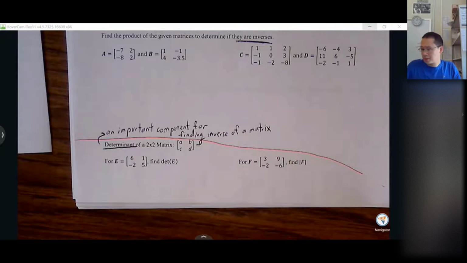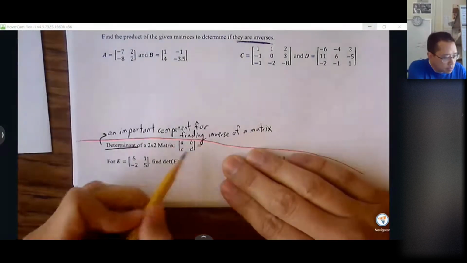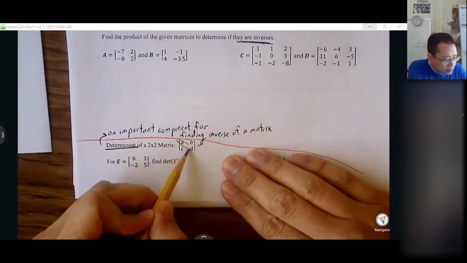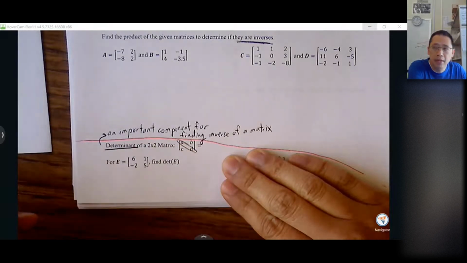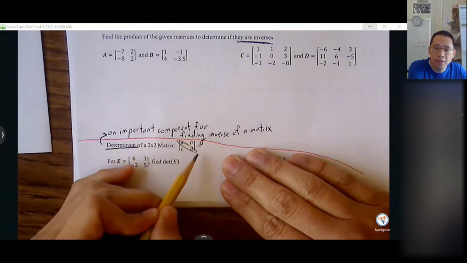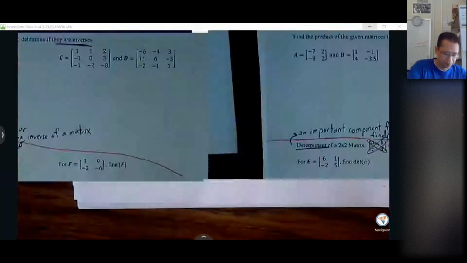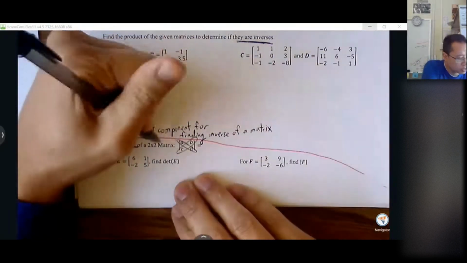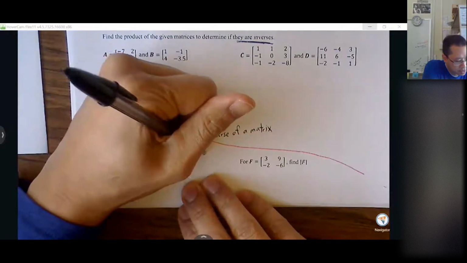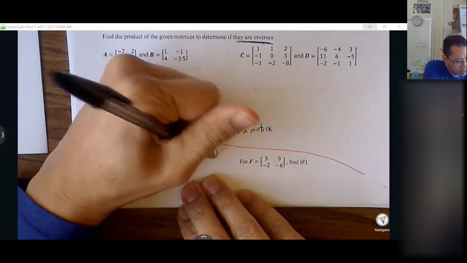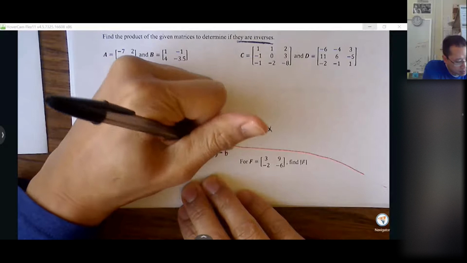So let's say a matrix has the form of A, B, C, and D. What we do is we basically multiply the diagonals, starting with the upper left corner, A times D minus B times C. So that's the formula for the determinant: A times D minus B times C.